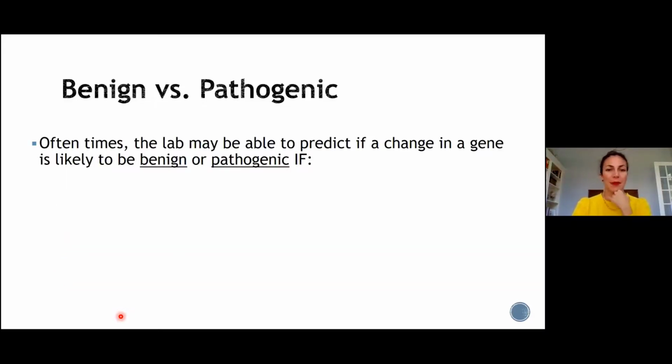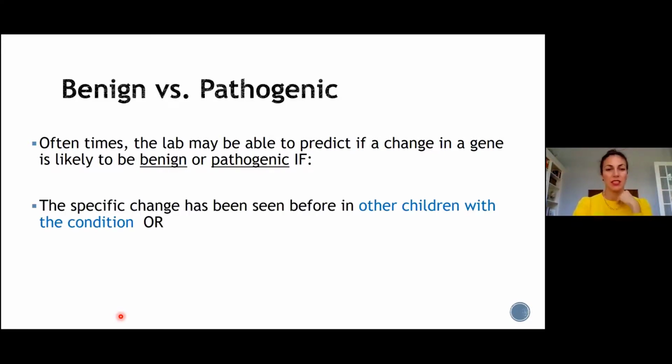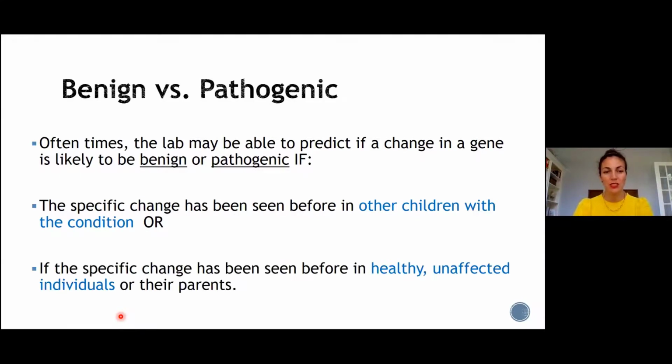So oftentimes the lab might be able to predict if a change in a gene is likely to be benign or pathogenic, if that specific change has been seen before in other children with the condition, or if the specific change has been seen before in healthy, unaffected individuals or their parents. So if it's been seen before in other children with the condition, then it's more likely to be pathogenic. If this change has been seen before in healthy individuals, in unaffected parents and siblings, then it's probably more likely to be benign and not what you're looking for.